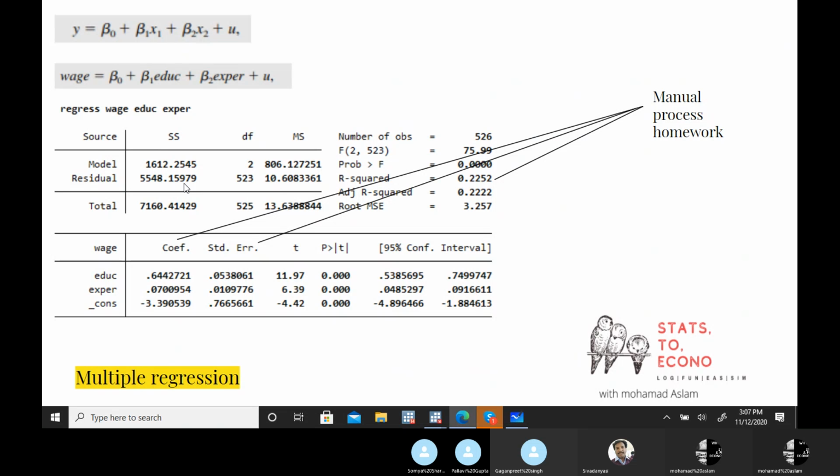You have data of y, the dependent variable, x1 and x2. So using this, you have to calculate these manually. You have the data sets. I already shared the file. And these calculations you have to share in Skype format, meaning I have to see whether you are doing it or not.